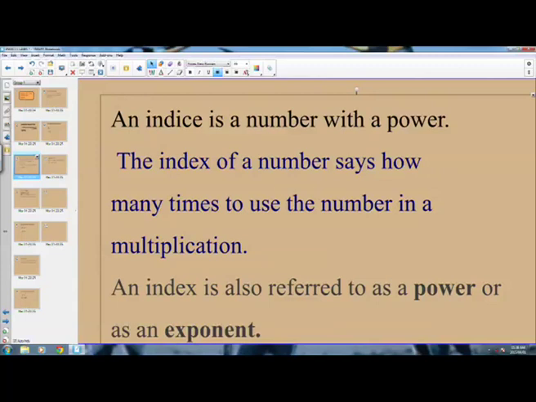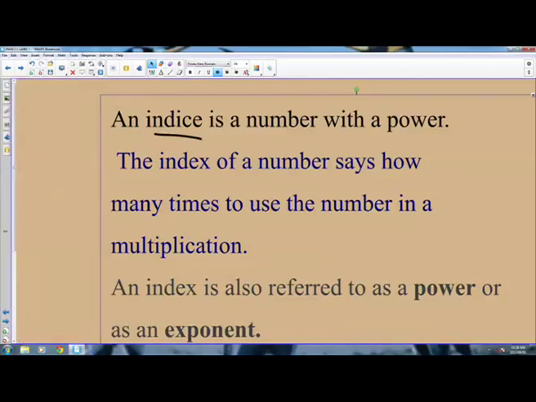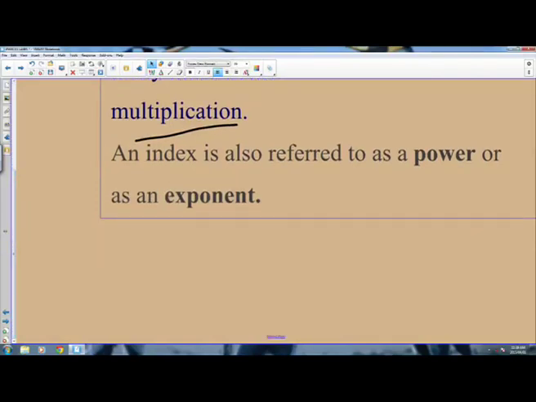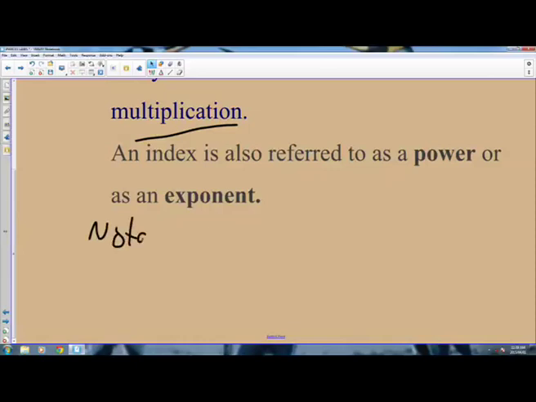It says an index is a number with a power. That is, when you are given a number with a power, then we refer to that as an index. The index of a number says how many times to use the number in a multiplication. An index is also referred to as a power or an exponent. That is, if we are to represent this using notation, the index notation, where you have y to the power a, this is in the form of an index.